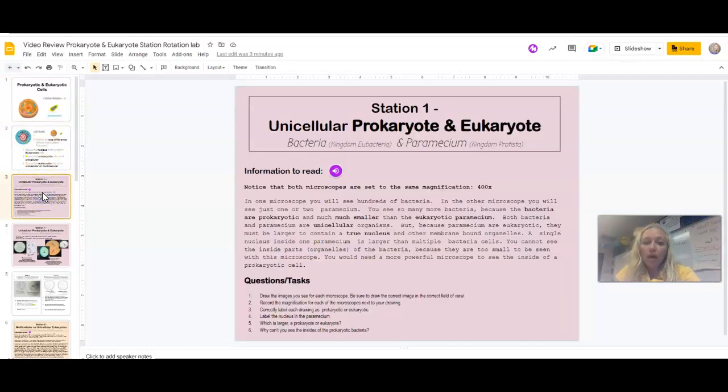So, Station 1, you should have read this information, and the idea behind Station 1 was comparing two unicellular organisms, except that one of the unicellular organisms, or a lot of them, were prokaryotic, and then there was only one or two eukaryotes at the other microscope. So we're looking really here at the size difference between these two unicellular organisms.